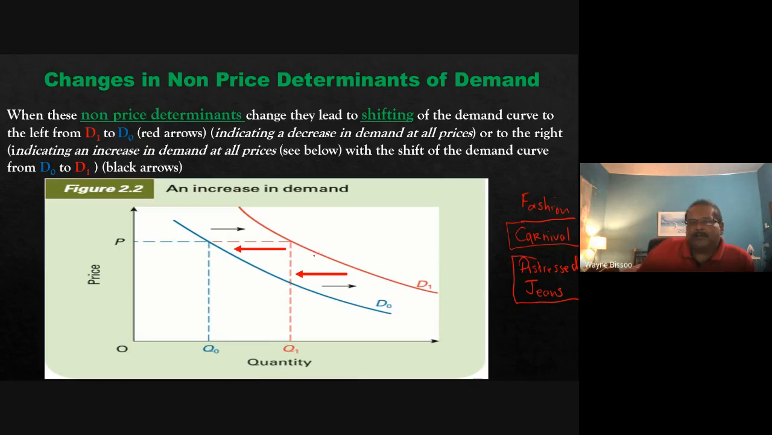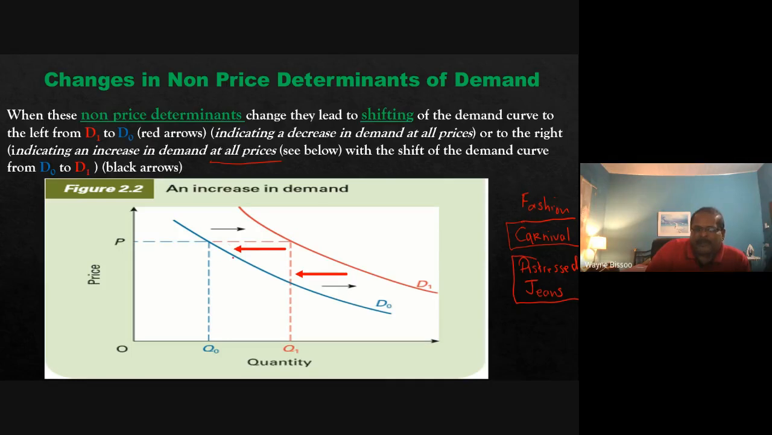But during last carnival, what would have happened as a result of the increase in popularity, the change in fashion trends, was that at all prices, the demand would have moved from D0 to D1. That means the demand curve would have shifted to the right, meaning that the demand for that type of jeans would have increased at all prices. Now, what does that mean? Look at the phrase here, at all prices. What does it mean when we say it's at all prices?